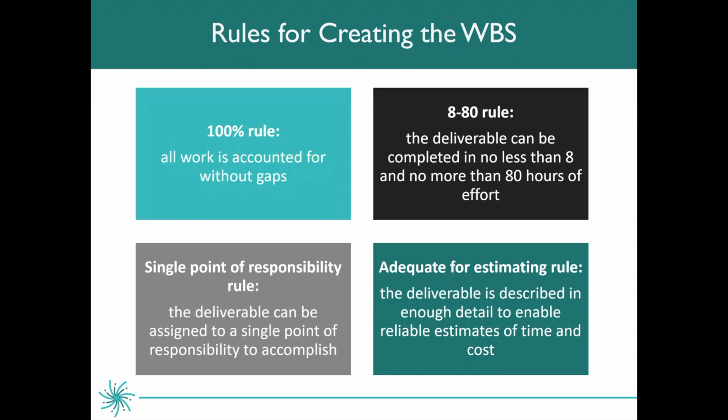I mentioned that I would share some tips relating to when is enough enough. Number 1, the 100% rule. Make sure that all work is accounted for without gaps. One thing that I often see missed is accounting for the project management. I always make sure that I have a project management piece in my work breakdown structure at level 2. Ensure that you get that work in there. So 100% rule, all work is accounted for.